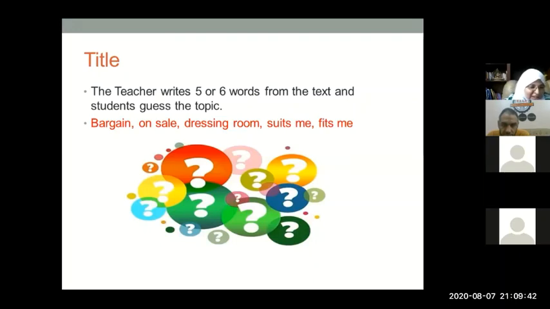Shopping, yeah. So it's about shopping, yes, this is the idea. So you have so many ideas. Very good. You either give them the words and ask for the title, or show them the title and ask them for words, or show them pictures. These are plenty of ideas that you can use with your learners.